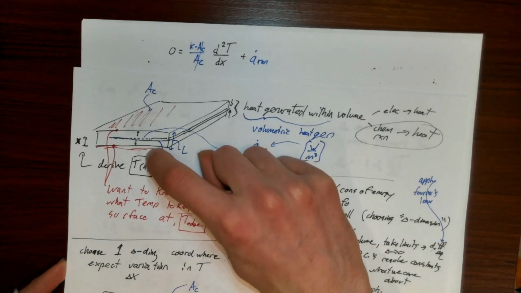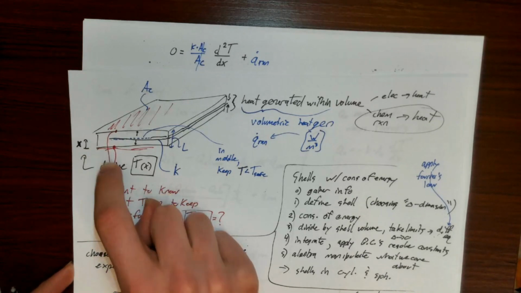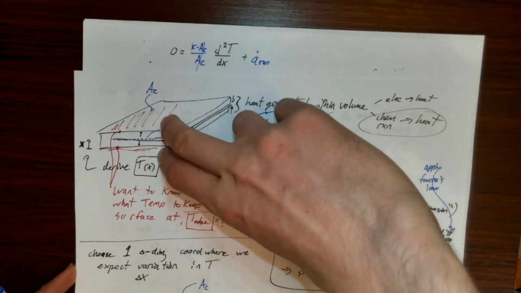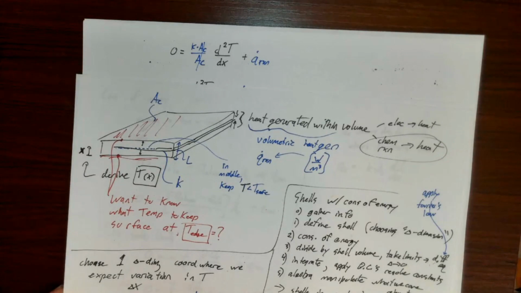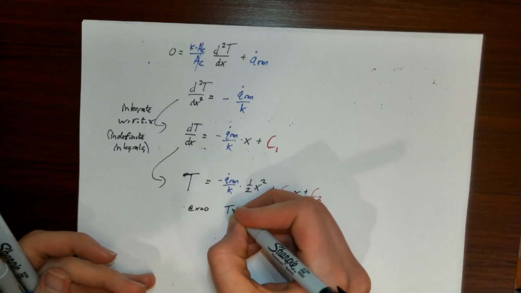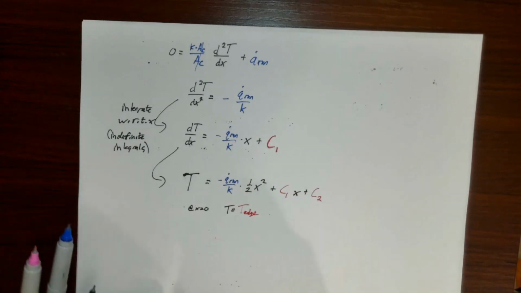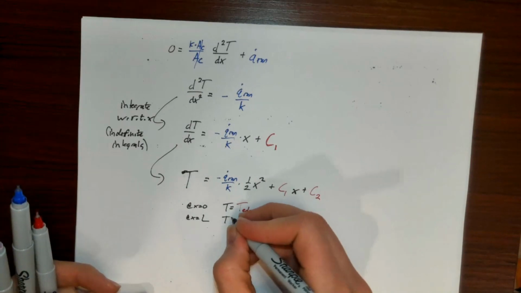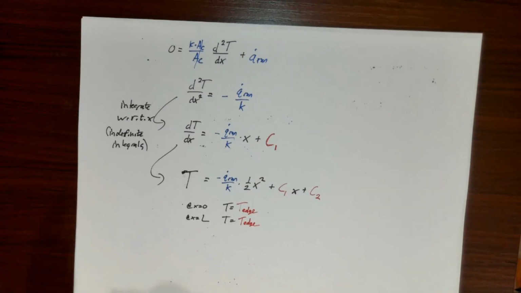I could say, hey, x equals 0 is one side of the plate. At x equals 0, I have T edge, and at x equals L, I also have T edge. I'm basically prescribing T edge to be on both the top face and the bottom face of this block. So at x equals 0, T is equal to T edge, and also at x equals L, T is also equal to T edge.